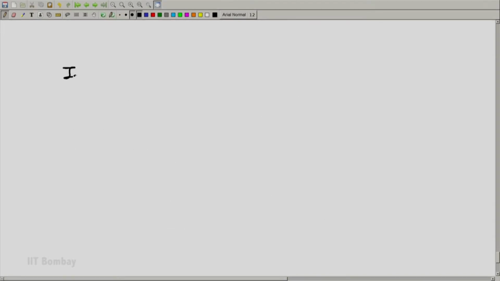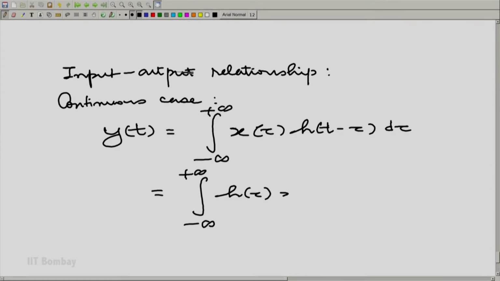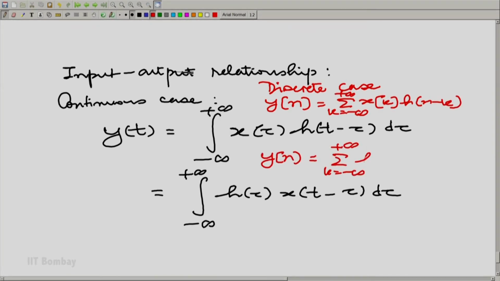Now, let us once again put down the input-output relationship. For the continuous case, we have two relationships here. So, we can use either of the relationships, using commutativity, whichever is convenient, remember that. Of course, let me write down the discrete case also, on the same page to make it easier. I will write in a different color, the discrete case.